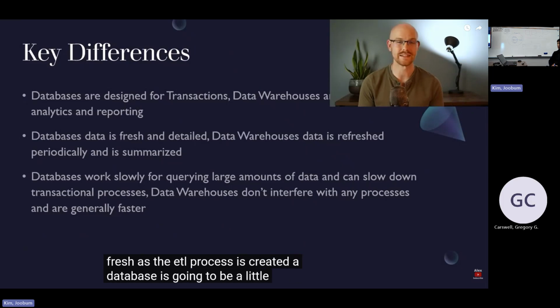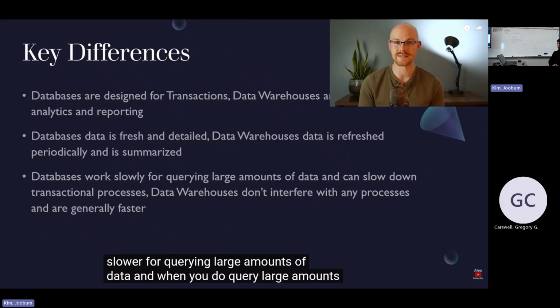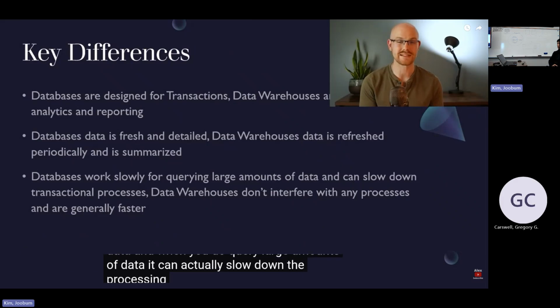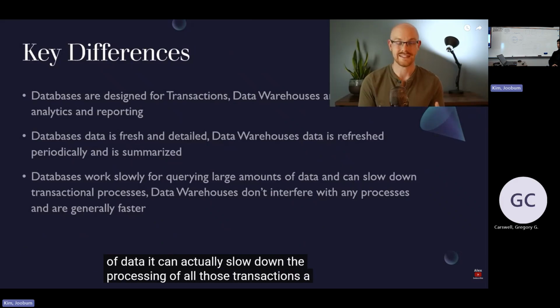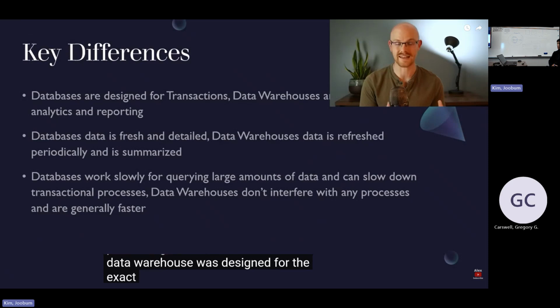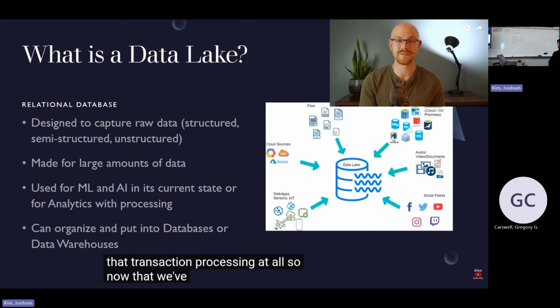A database is going to be a little bit slower for querying large amounts of data. And when you do query large amounts of data, it can actually slow down processing all those transactions. A data warehouse was designed for the exact opposite. It was designed to be very fast at querying and not slow down any processes, because it isn't part of that transaction processing call.